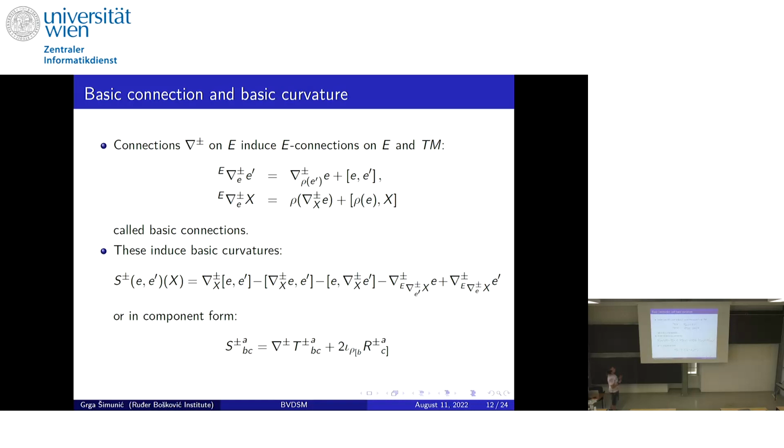These two connections that we have also induce two extra connections called basic connections that are E connections, one on the Lie algebroid E and one on the tangent bundle TM, in this form. And so basically we have these two new connections. They are both called basic connections, and I'm using the same notation. I'm just going to use whichever one of these I need, depending on what they act on. And then these two connections are related by the anchor map, such that the composition of rho with the one is equivalent to the composition of the other connection with rho.